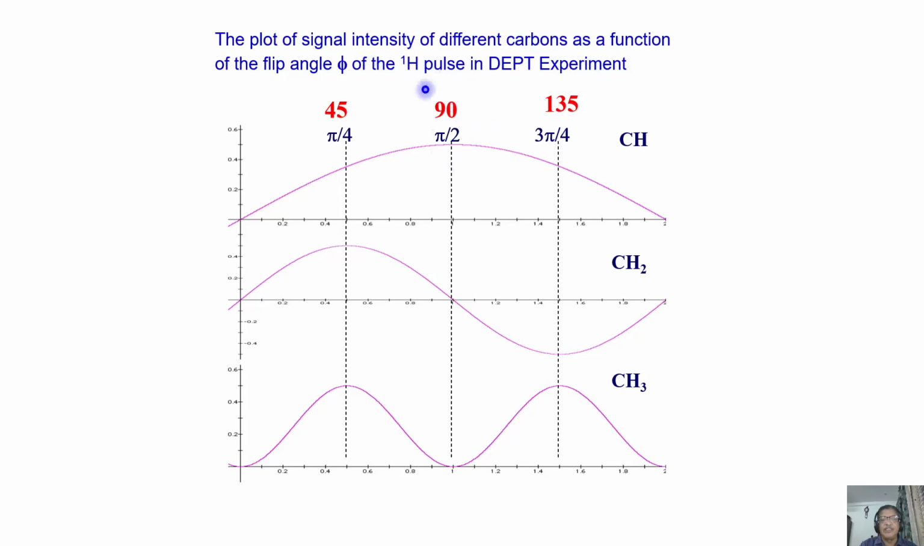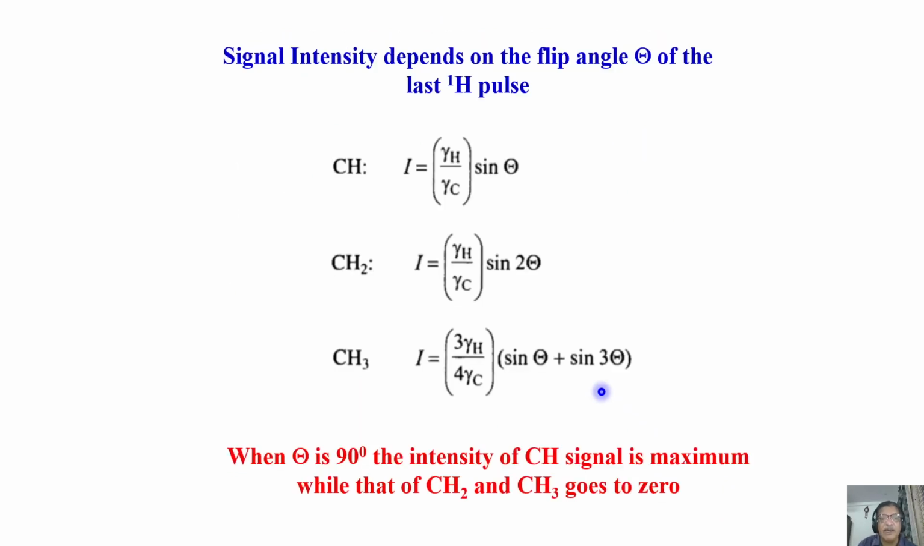So when you do this experiment first, identify all CH carbons, do this experiment later, then identify all these carbons, then take the difference between this and this, then you know which are all CH3 carbons. Very easy. So this is called spectral editing, and how the intensity of the signal varies. You can derive the pulse sequence, you understand what is happening, everything mathematically.